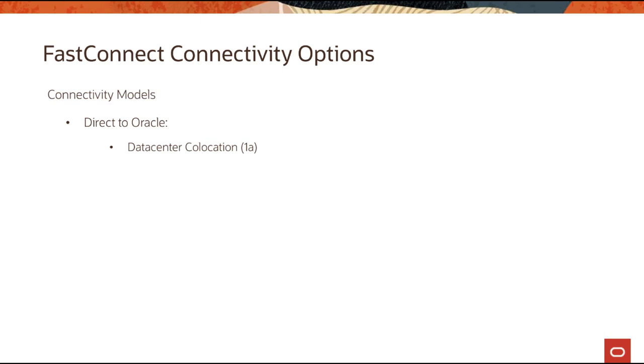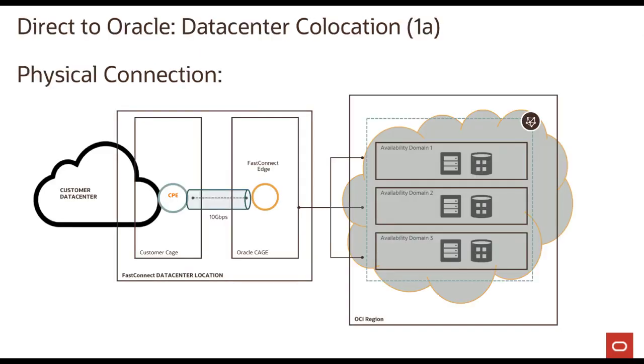So let's go over the different FastConnect connectivity models. The first model that we are going to discuss is the direct to Oracle data center colocation. If you're co-located in the same FastConnect data center location, then you can directly provision a circuit between your network equipment in the FastConnect data center location and the Oracle edge.